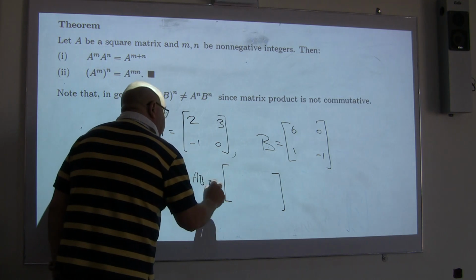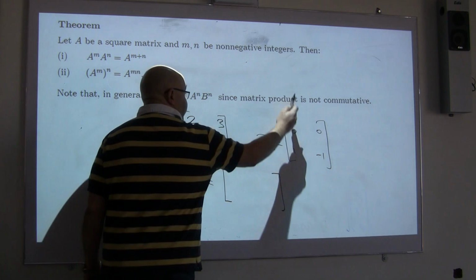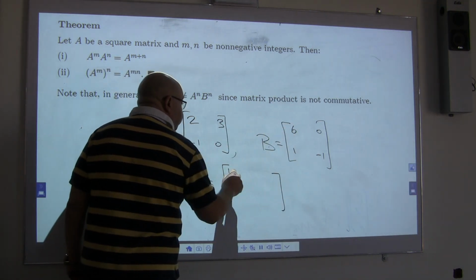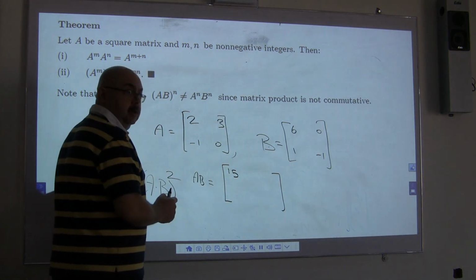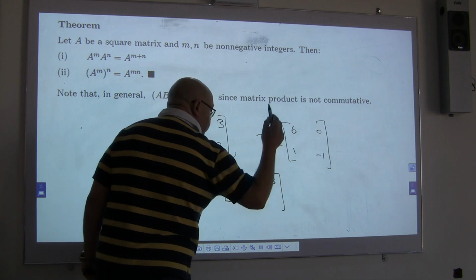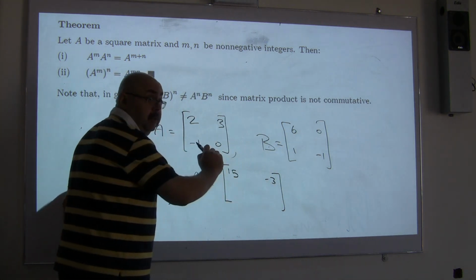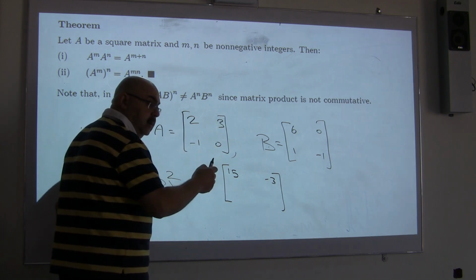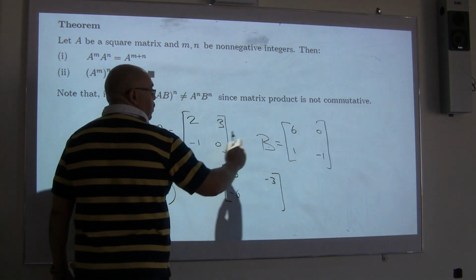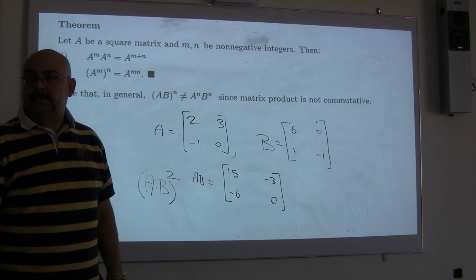In this matrix, I will multiply the first row by the first column. So it's going to be 12 plus 3, which is going to be 15. Do it once more: 2 times 0 is 0, 3 times negative 1 is negative 3. In another manner, multiply the second row by the first column. So it's going to be negative 6, and that's it. Then I will have 0 in the fourth element.